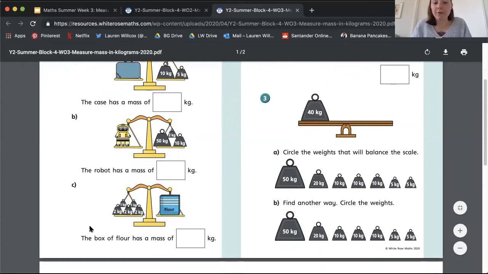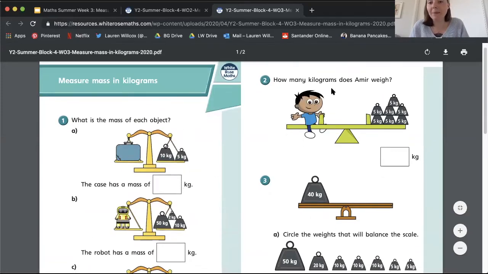And here it says the flour. So this might be one of the things that you have found in your cupboard today. Have a look how heavy in kilograms, the mass of the flour in kilograms. You've got some 2 kilogram weights and you've got some 1 kilogram weights. So add those together.